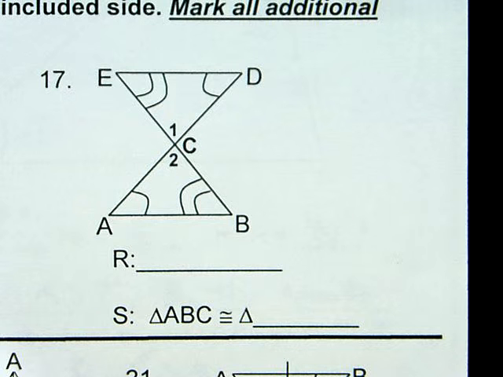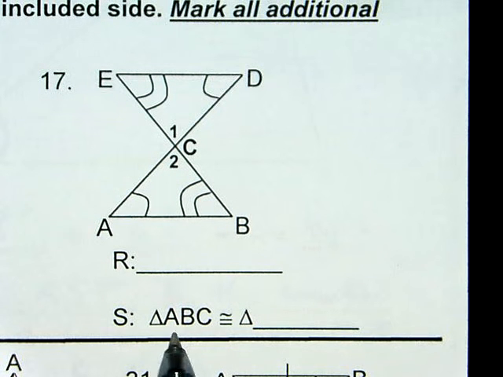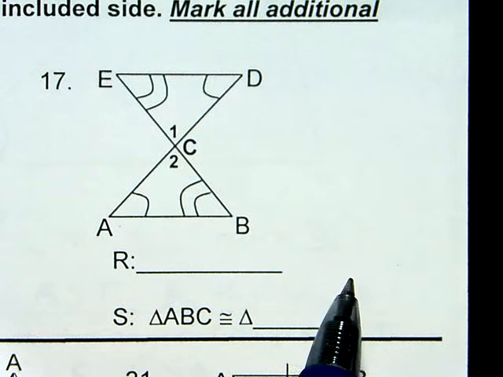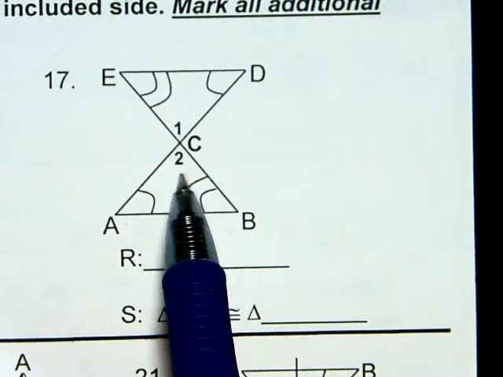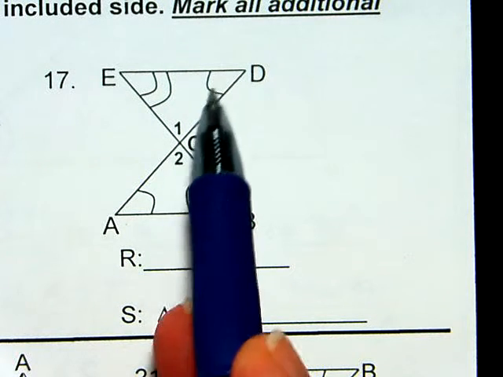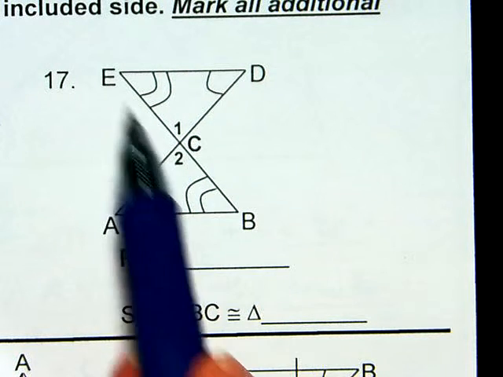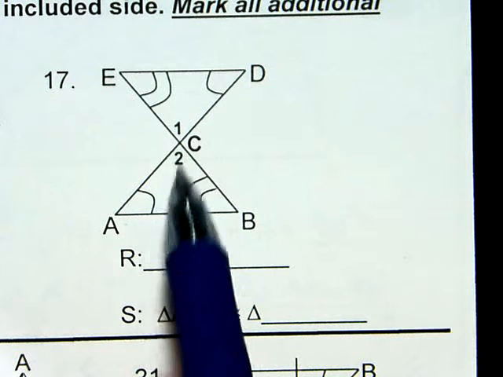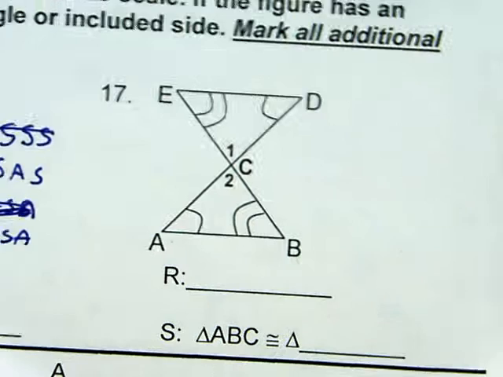The next problem is number 17. We have two triangles here. One of them is ABC. That would be ABC. And the question is, is that triangle congruent to this other triangle on the top, which we could call EDC, CDE, however we want to order the letters? Are these two triangles congruent?